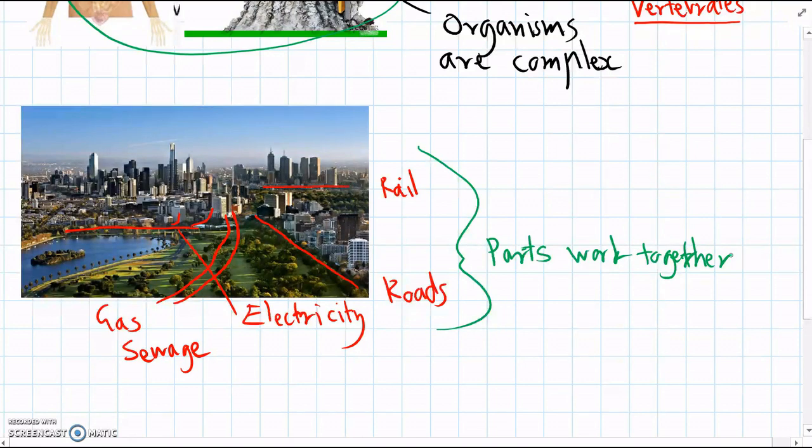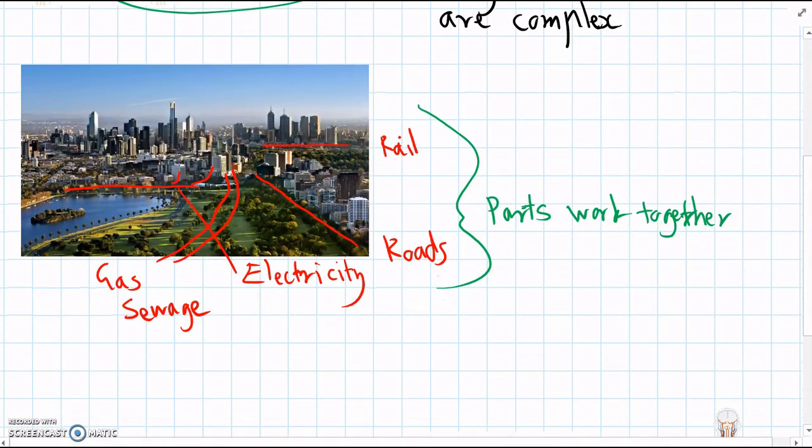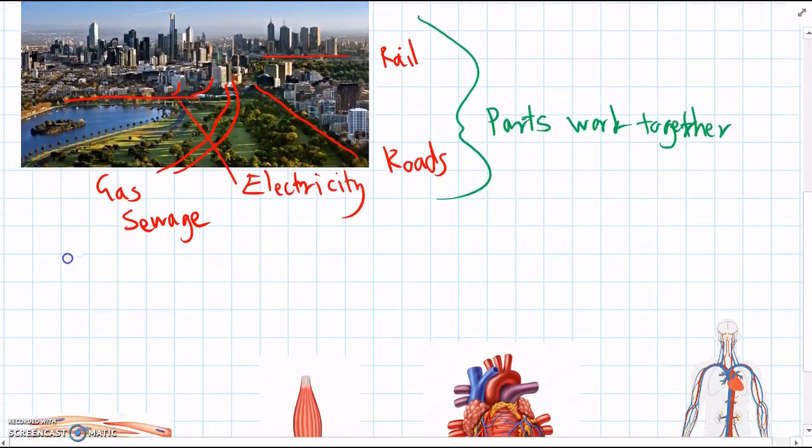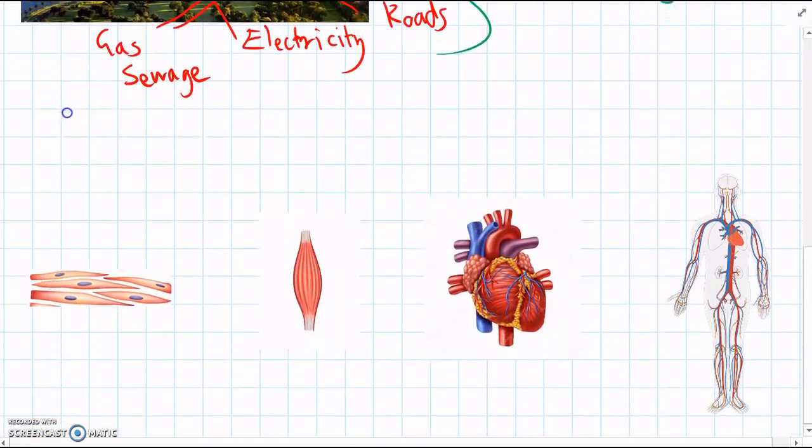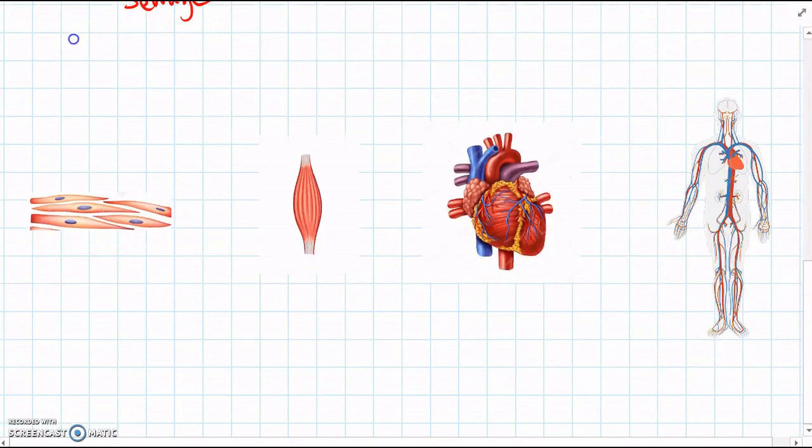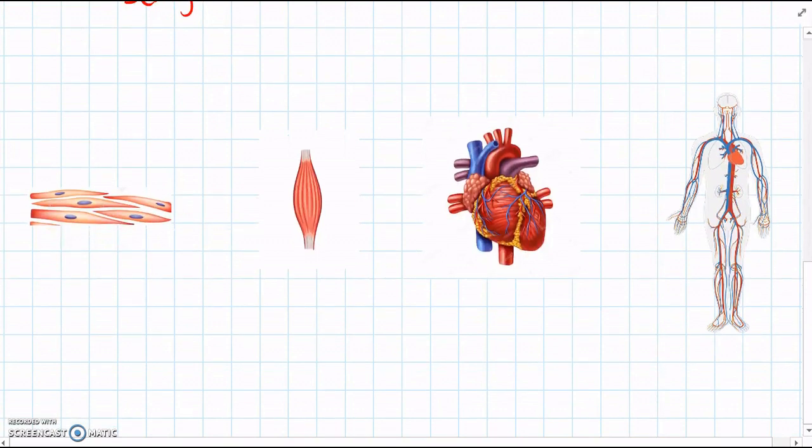So this is the kind of thinking we want to take to organisms. There are lots of different systems that all work together to help it run, to help that organism survive and make sure everything goes smoothly. Let's look at a human here. So on the right, we have the human body showing the circulatory system.